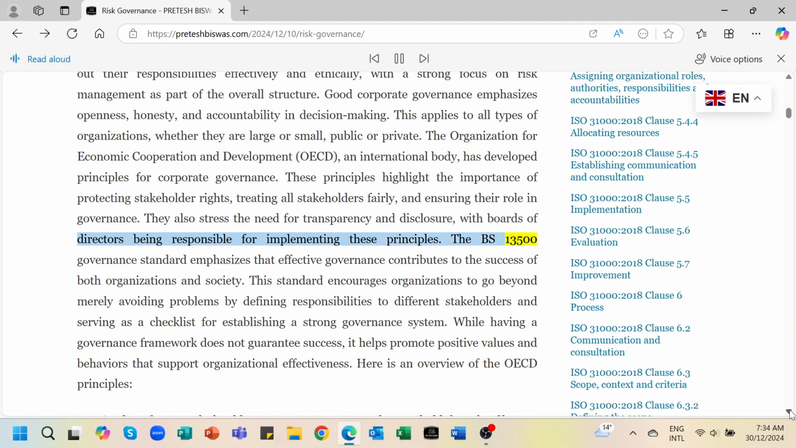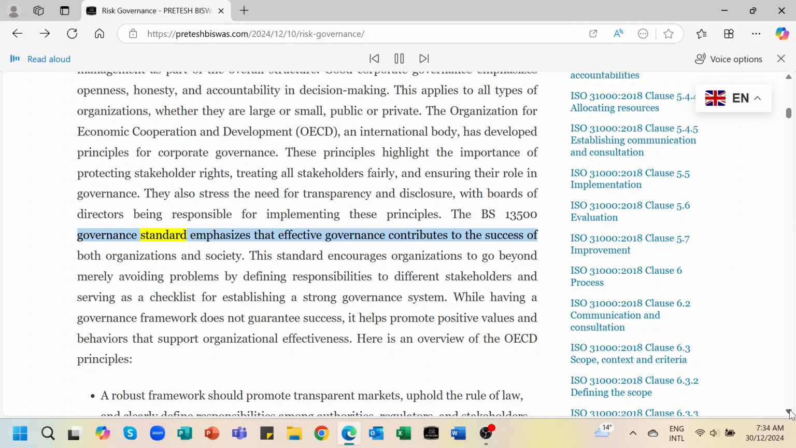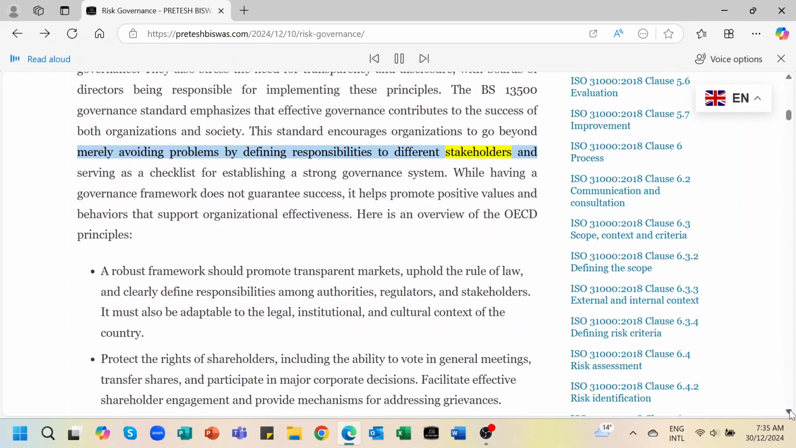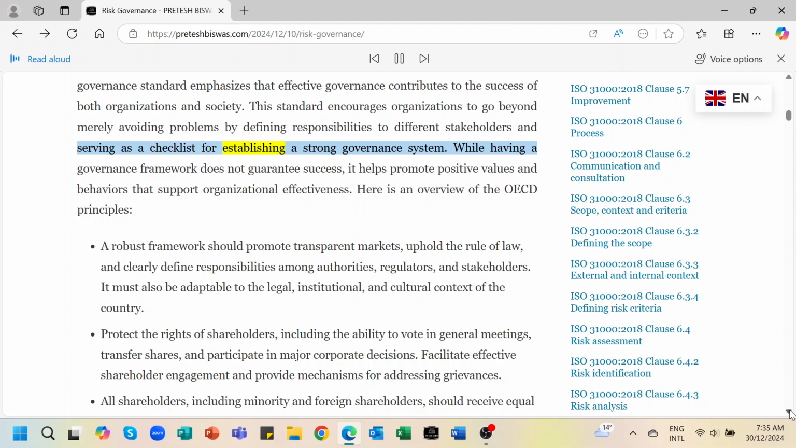The BS 13500 governance standard emphasizes that effective governance contributes to the success of both organizations and society. This standard encourages organizations to go beyond merely avoiding problems by defining responsibilities to different stakeholders and serving as a checklist for establishing a strong governance system. While having a governance framework does not guarantee success, it helps promote positive values and behaviors that support organizational effectiveness.